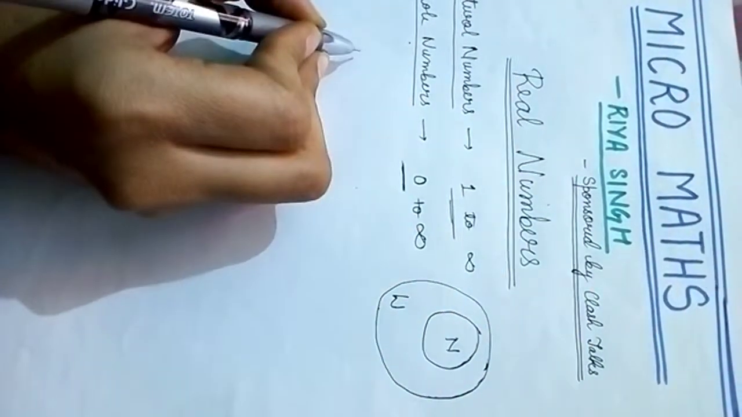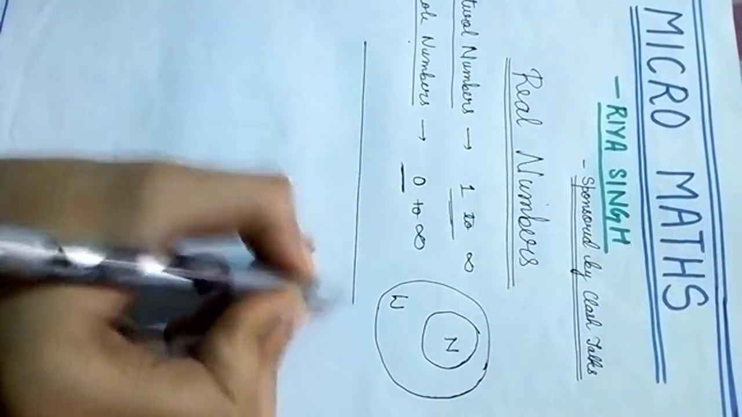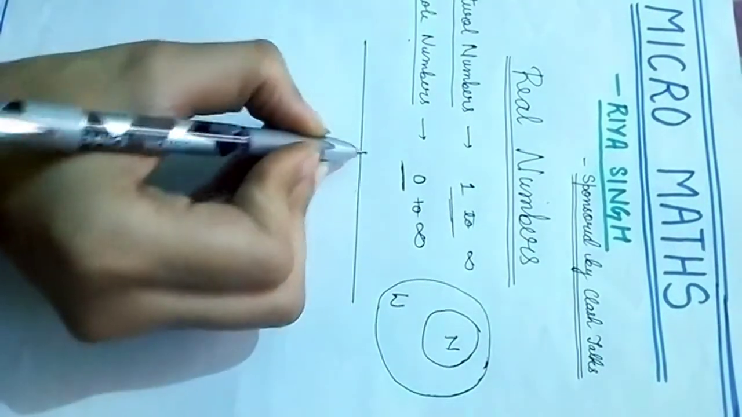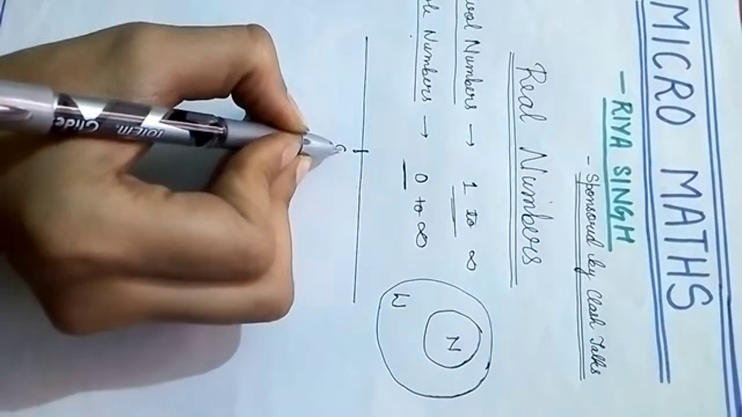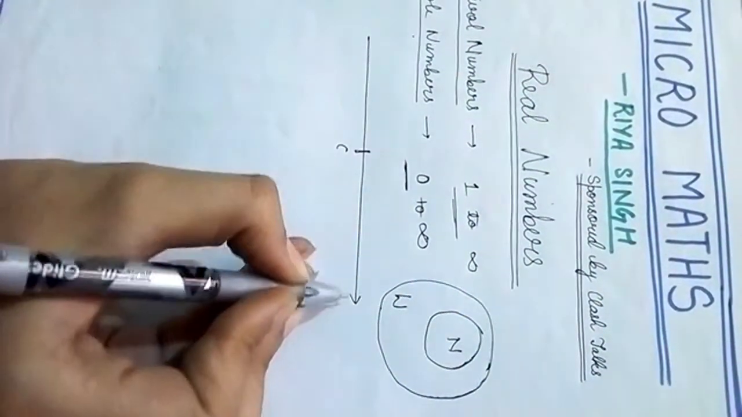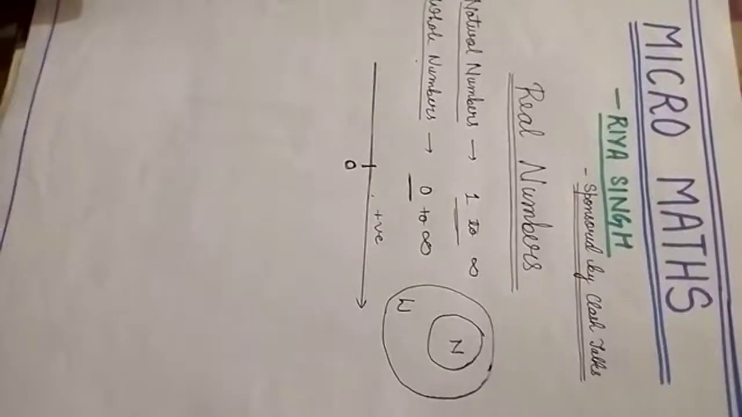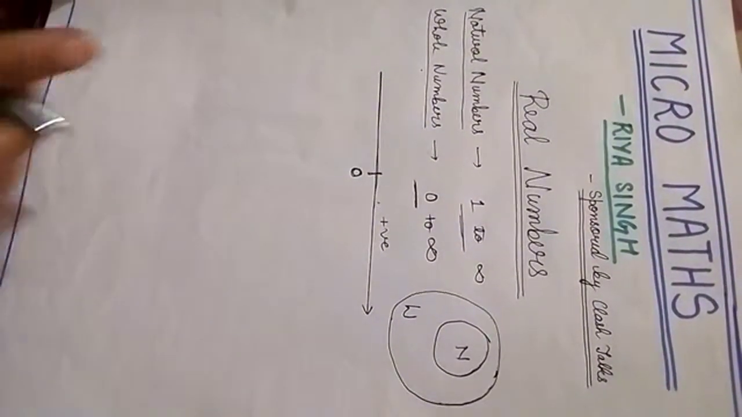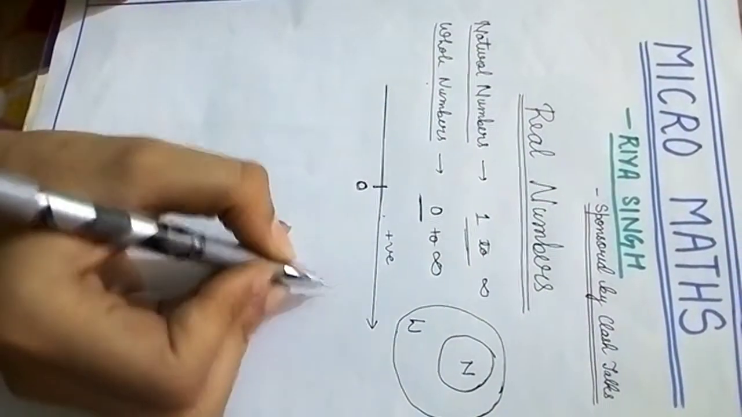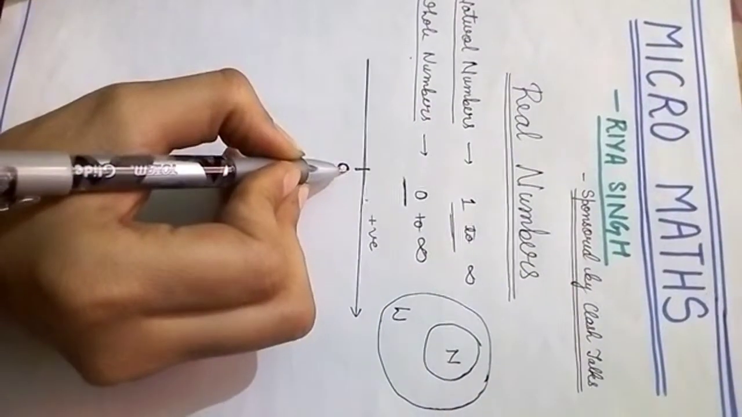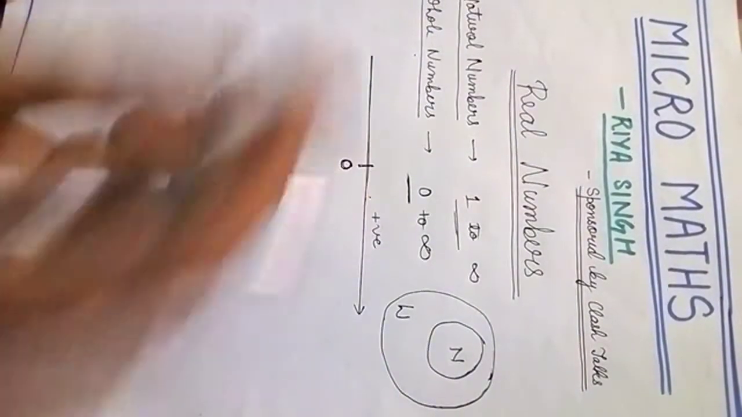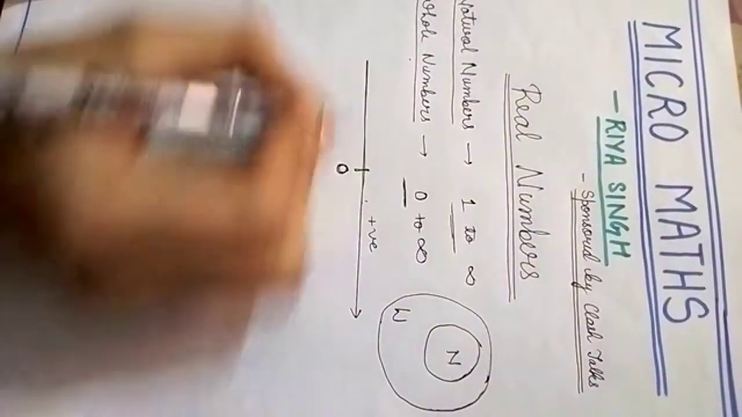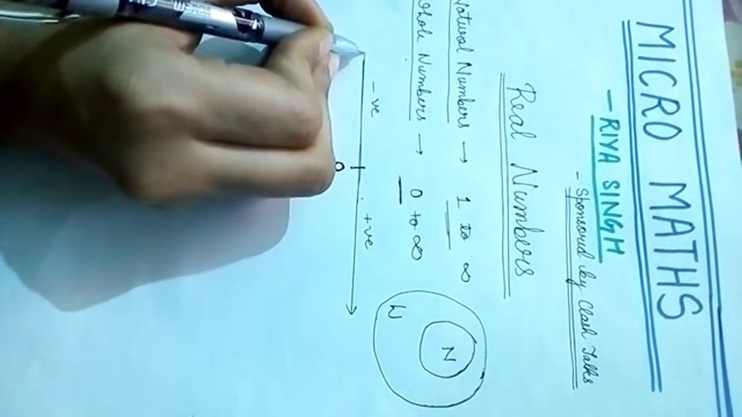Now let us see the number line. The number line is denoted as the x-axis. Now we are seeing a number line. Okay, this is a number line, and in this number line O is the origin, or we can say that the origin is represented by 0, and the positive numbers are on the right side and the negative numbers are plotted on the left side.